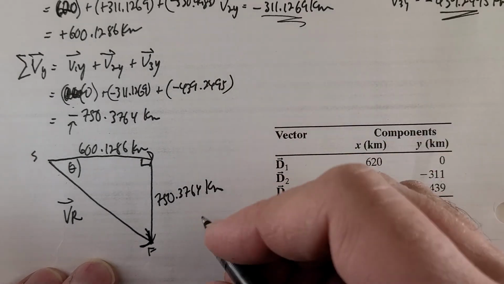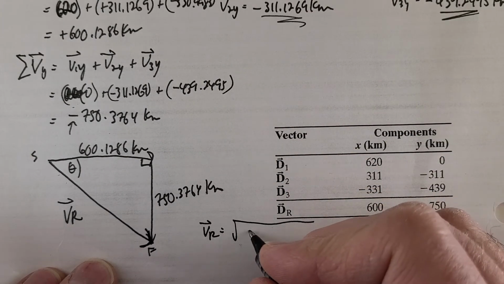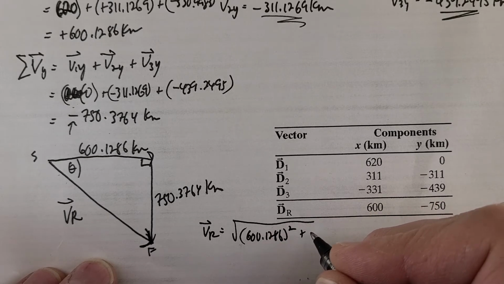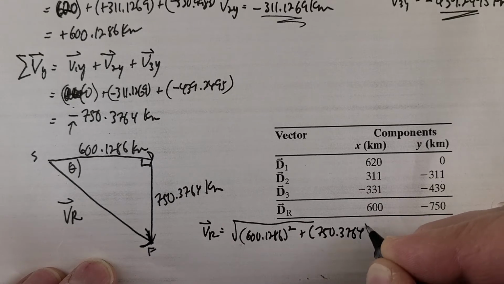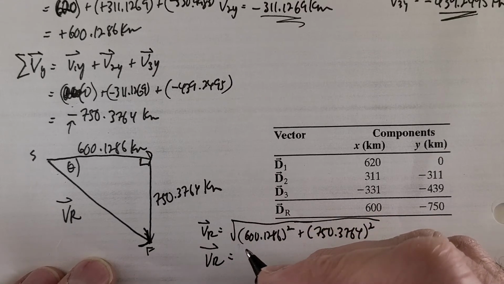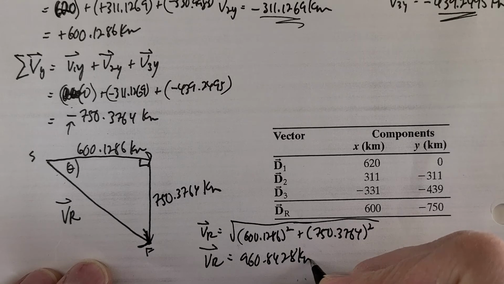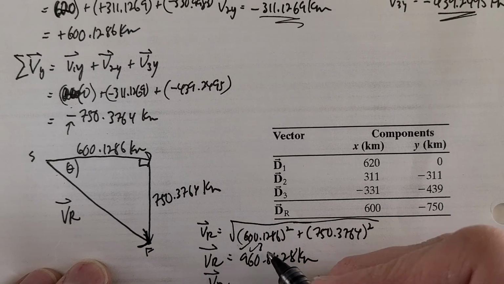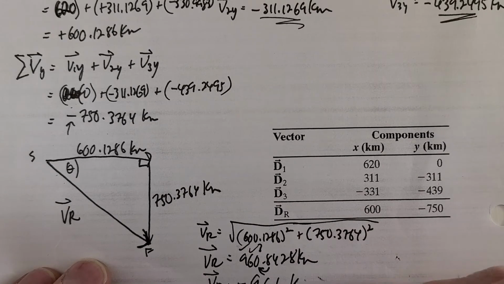So if I work it, VR is going to be equal to the square root of 600.1286 squared plus 750.3764 squared. And when you plug that in your calculator, I think you get 960.8428 kilometers. If we round that off to 3 sig figs though, keep that, that's my guess. This is an 8, so that gets bumped up by 1, so we get that.